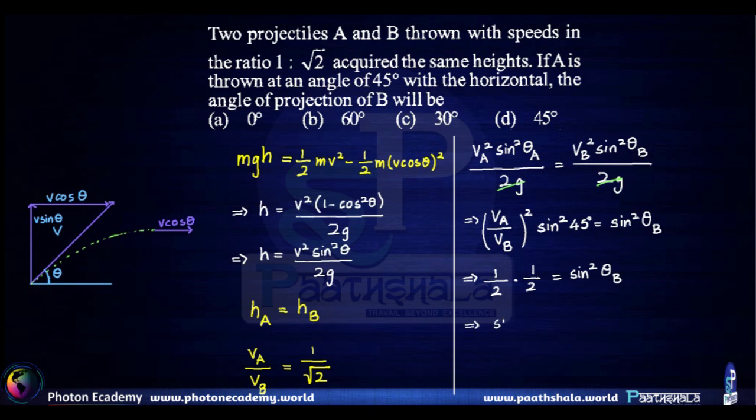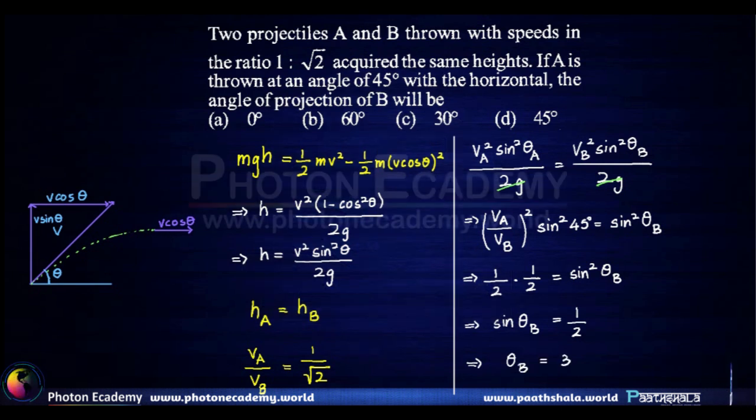Hence sin theta B is equal to 1/2, or theta B is equal to 30 degrees, and hence option C is the answer.